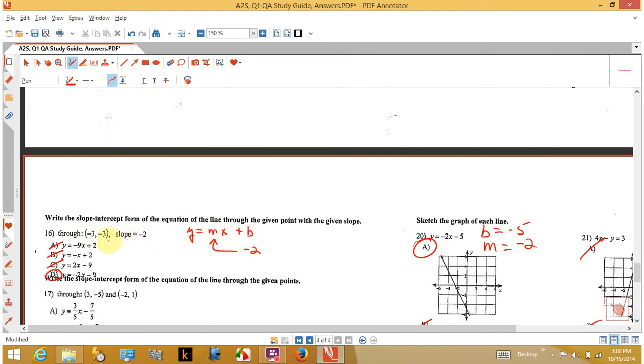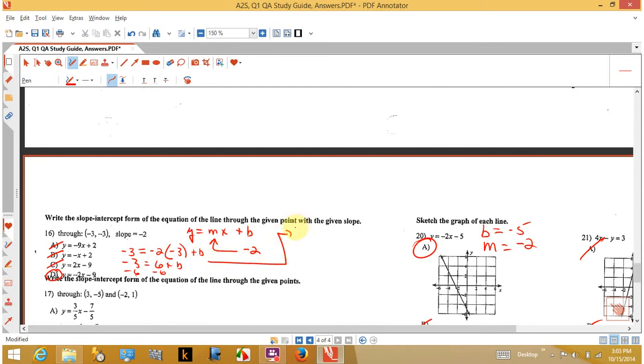So plugging the -3 in for y, so -3 is equal to, I know the slope is -2. It passes through this x-coordinate of -3 plus b. -3 is equal to 6 plus b, subtracting 6 from both sides. So if I subtract 6, I would get this.